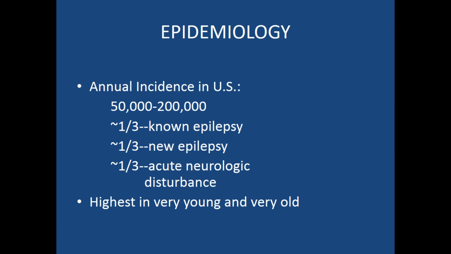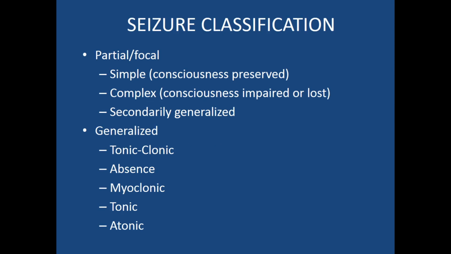In regards to the epidemiology, this is something that's very common, with seizures ranging from 50,000 to 200,000 per year. A third of these patients have known epilepsy, a third are new epilepsy patients, and a third are from acute neurological injuries or disturbances. We see this disease more in two populations: in young people, in kids, and in older patients.